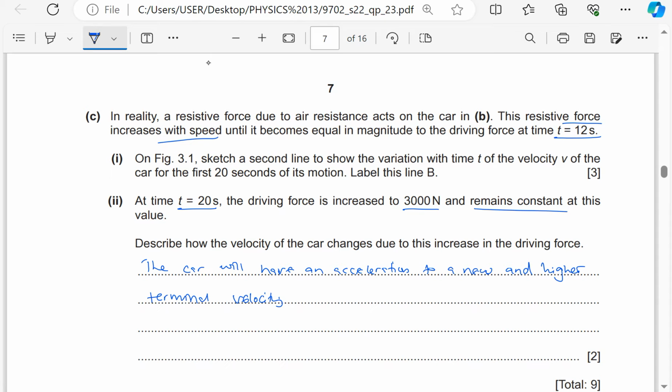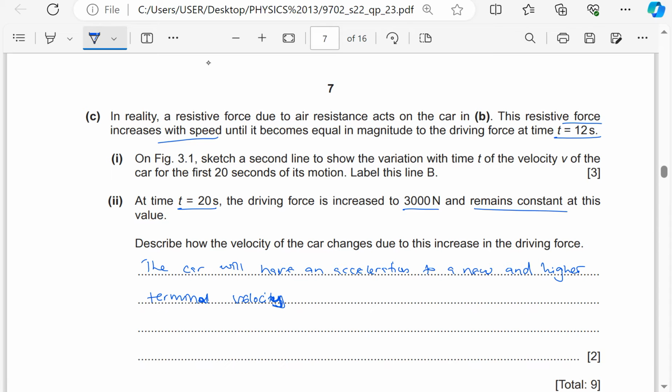Because the driving force has been increased, the resistive force should increase, and it will take more time to reach the higher driving force. And if it takes more time to reach the higher driving force, it means it will also gain more speed. So the car will have an acceleration to a new and higher terminal velocity this time, because they said the driving force is increased to 3,000 and remains constant. Describe how the velocity of the car changes due to this increase in the driving force.